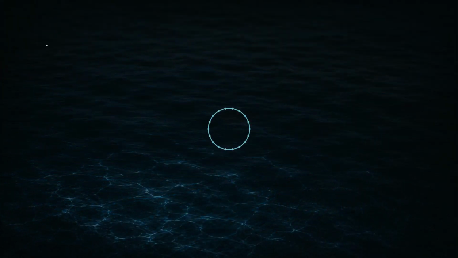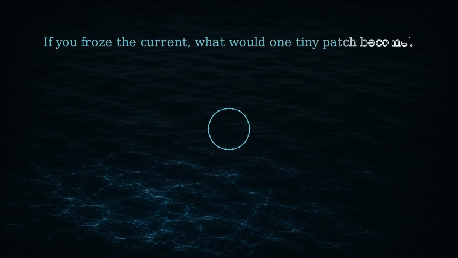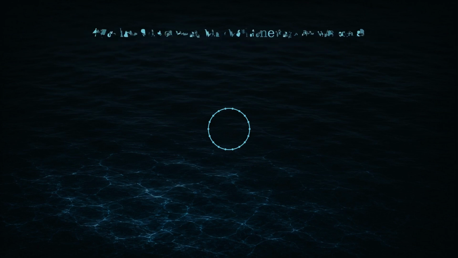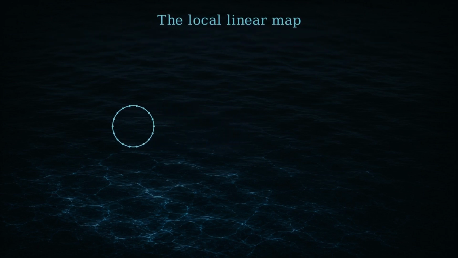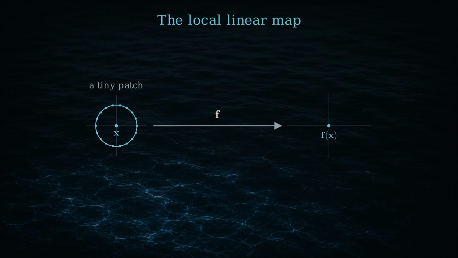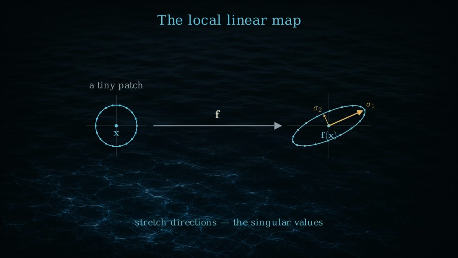Watch the patch. The point at its center is x. One instant of the flow carries it to f of x. And the ring around it doesn't stay a ring, it tilts. And it stretches into an ellipse. That ellipse is the whole story. Its two axes are the directions the map pulls hardest and least, the singular values, sigma 1 and sigma 2. The stretch factors along the map's own axes.